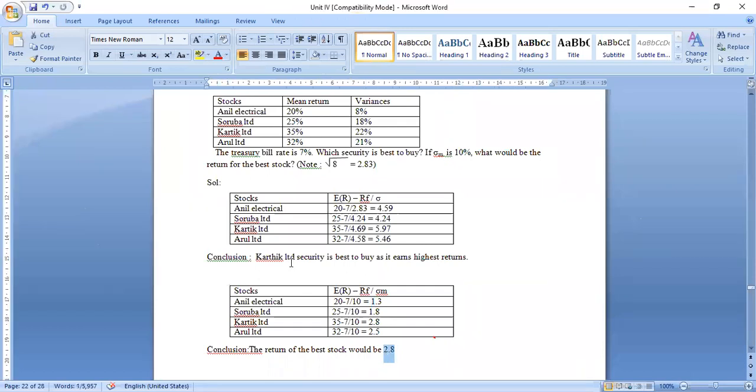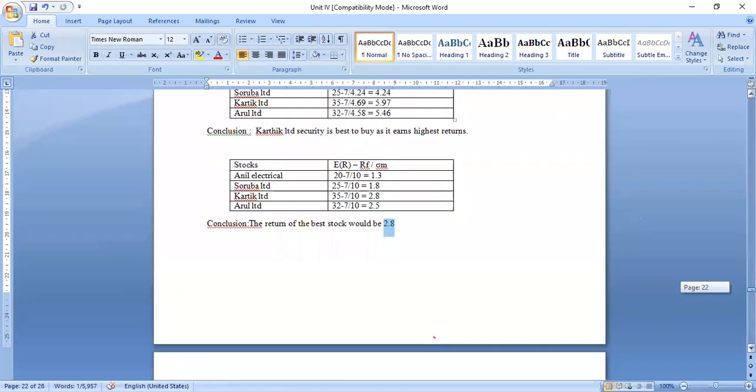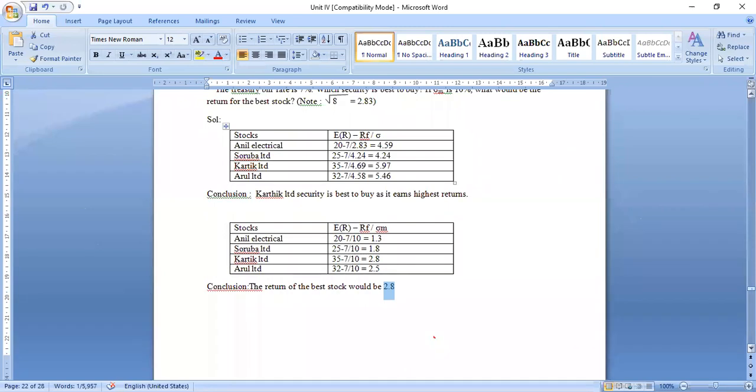So the answer is the same, both in calculating which security is best to buy and in terms of returns, and definitely it will remain the same, because the purpose of choosing a portfolio or a security will always be in terms of highest returns. Okay, so this is all with the calculation of portfolio return and portfolio risk. Up till here, if it is clear, then we will move on to the next aspect of portfolio construction, that is Sharpe's optimal portfolio.